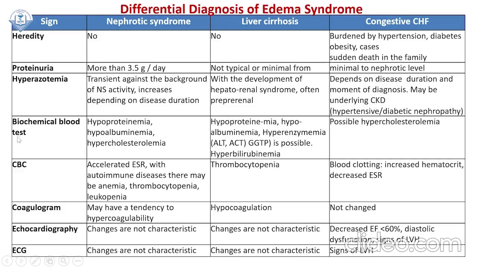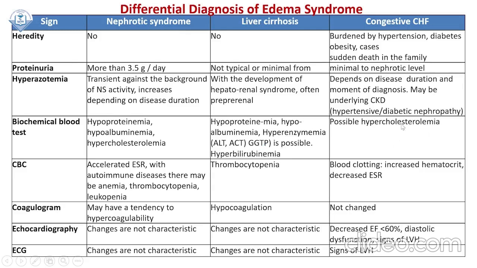In biochemical blood analysis, in patients with nephrotic syndrome, we can find hypoproteinemia, hypoalbuminemia, hypercholesterolemia. In liver cirrhosis, we can detect also hypoproteinemia and hypoalbuminemia, but also hyperenzymemia is possible, like ALT, AST. ALT is alanine aminotransferase, AST is aspartate aminotransferase, and also one enzyme gamma-glutamyl transpeptidase. Then a high bilirubin level is possible.